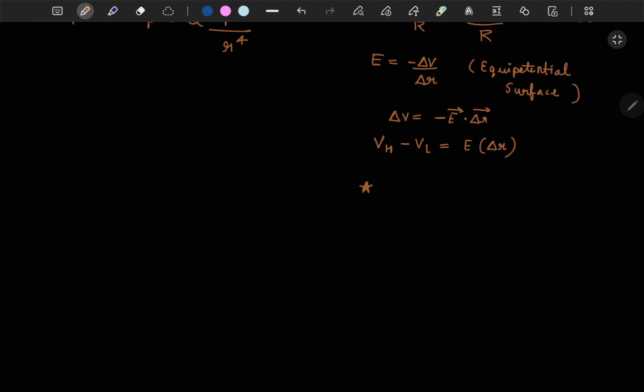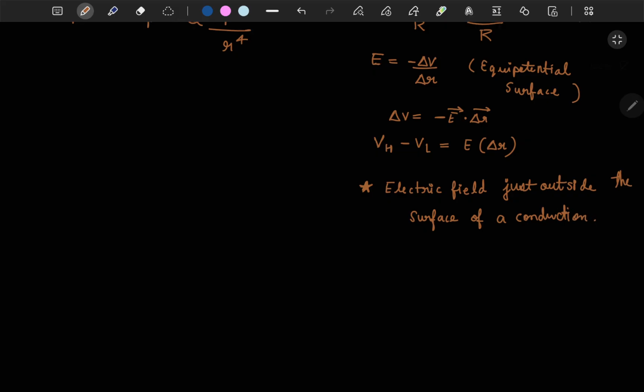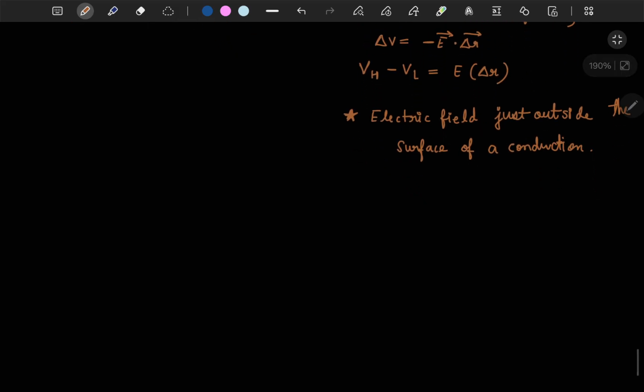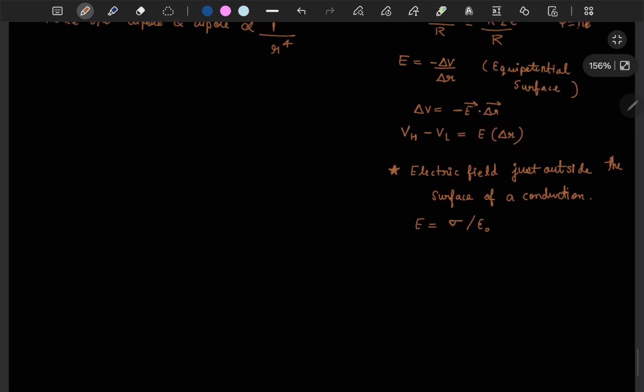Let's talk about an important formula. It is very important from the question point of view. Many times it is asked. Electric field just outside, we talked about it in the previous chapter also, just outside the surface or on the surface of a conductor, in terms of sigma. What is sigma? Sigma is just the charge density. So sigma upon epsilon naught: the electric field will be equal to sigma by epsilon naught only.